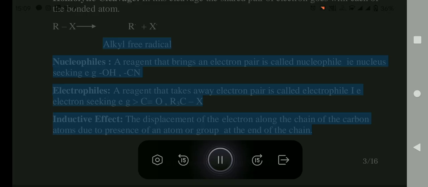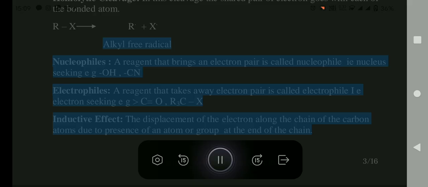Alkyl free radical. Nucleophiles. A reagent that brings an electron pair is called a nucleophile, i.e. nucleus-seeking, e.g. OH−, CN−. Electrophiles. A reagent that takes away an electron pair is called an electrophile, i.e. electron-seeking, e.g. >C=O, R3C+.